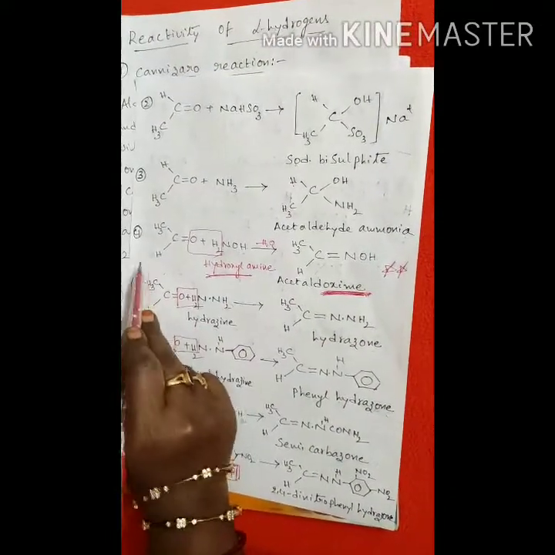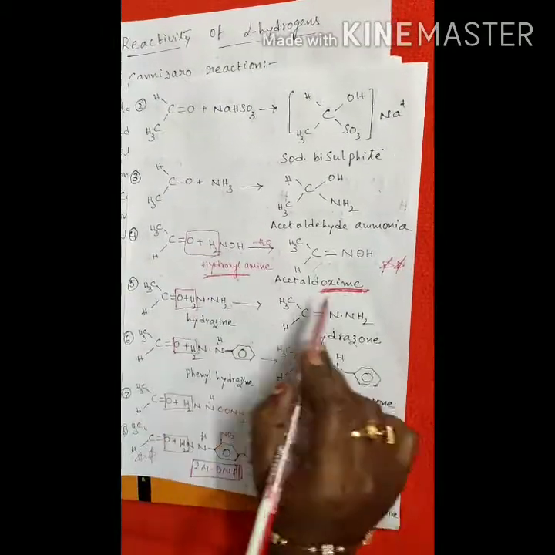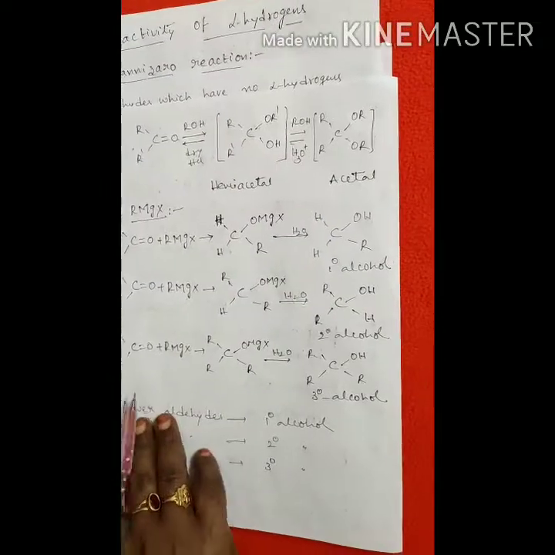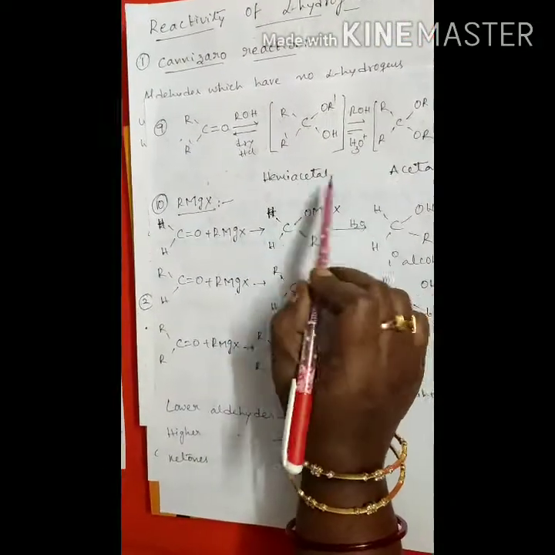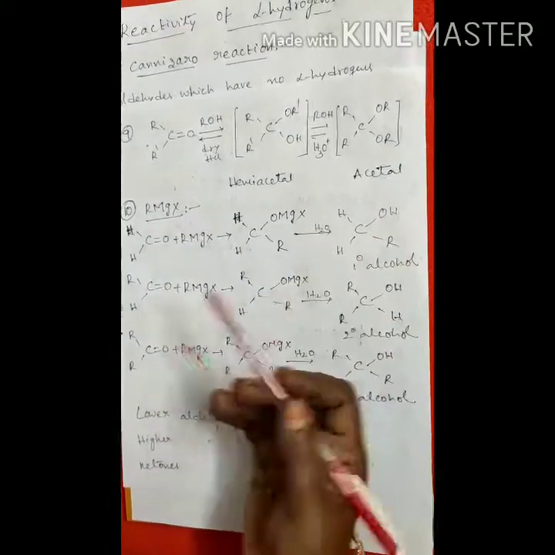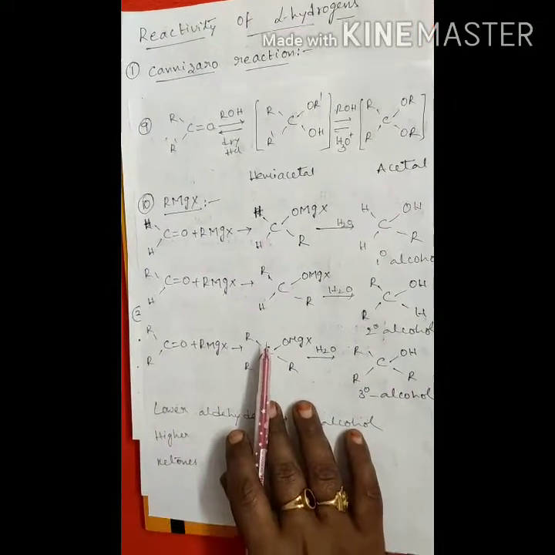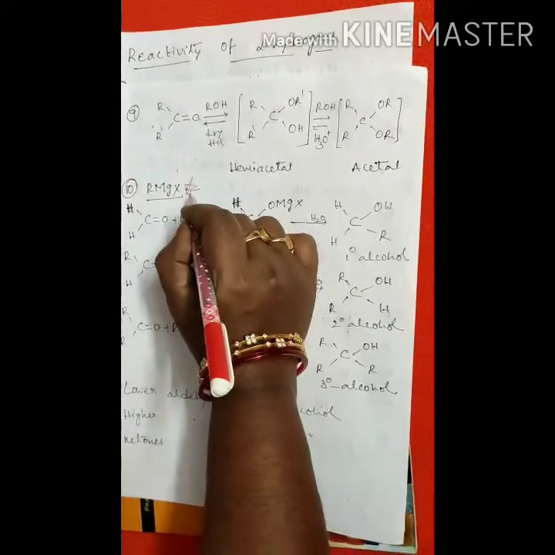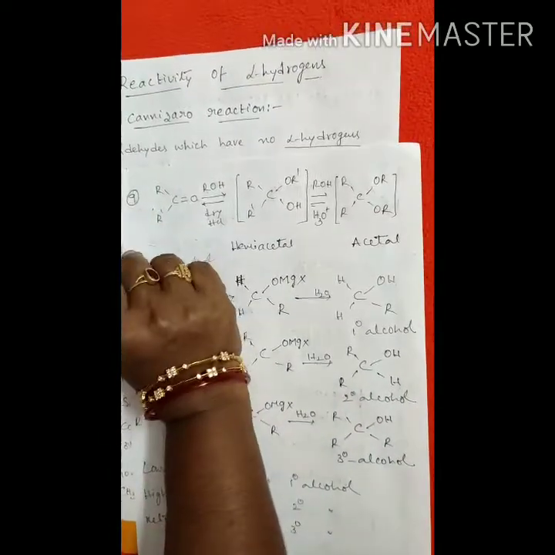When carbonyl compounds react with hydroxylamine, it gives oximes. And the next one is acetals and hemiacetals formation. If we treat with a ketone, it gives ketals and hemiketals. And the next one is RMgX. This is also a very important reaction.